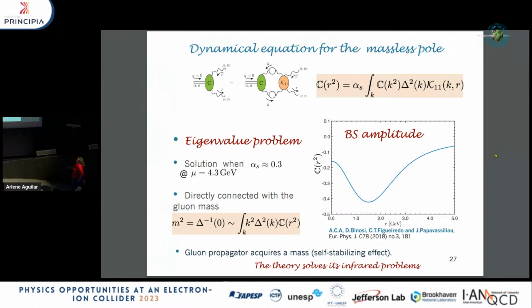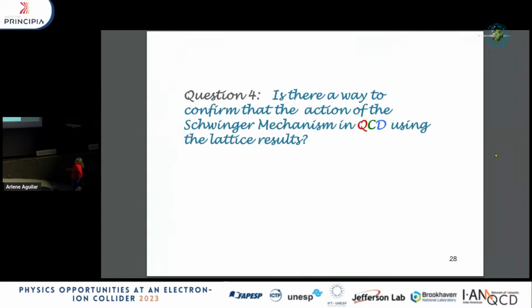You studied this equation. I am not showing here the details of this kernel. It is an eigenvalue problem. The coupling that you use is 0.3. The renormalization is 4.3. And then the mass is going to be related to the inverse of the propagator and the C-fat, and this is the answer for the C-fat that you found. So basically, you found a way that the dynamics allows the creation of these massless poles dynamically.